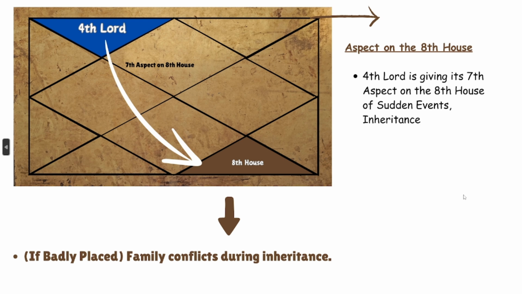Now, fourth lord sitting in the second house gives a seventh aspect on the eighth house of sudden events, inheritance. So if it is well placed, then obviously you are going to get the inheritance. But if it is badly placed, then family conflicts are possible at the time of inheritance.